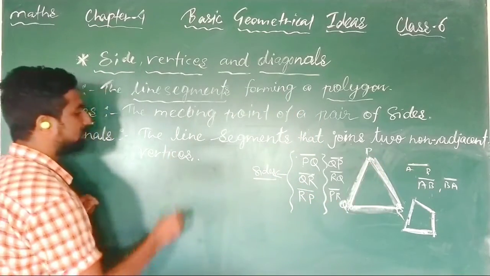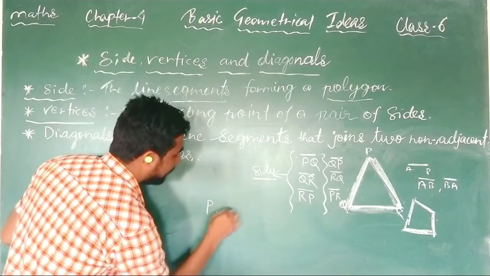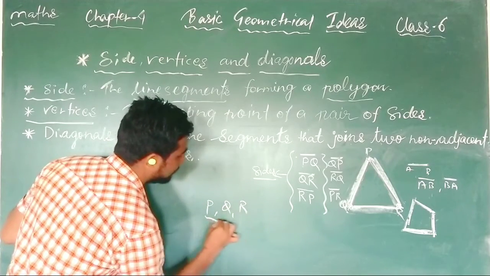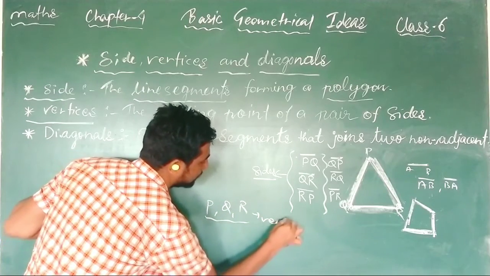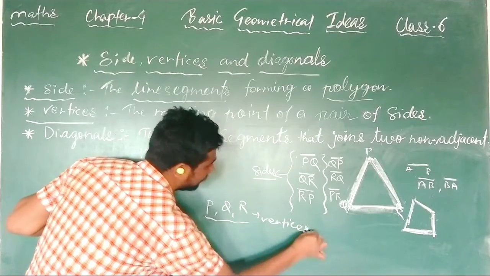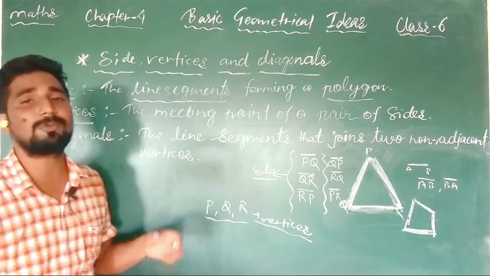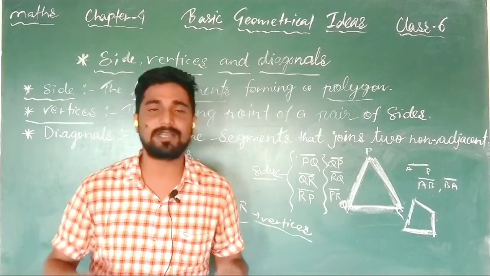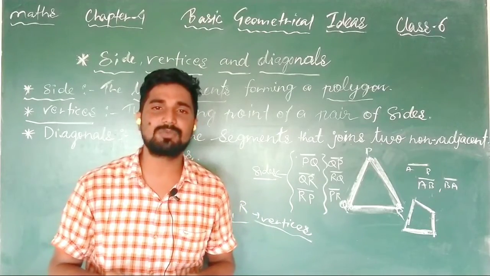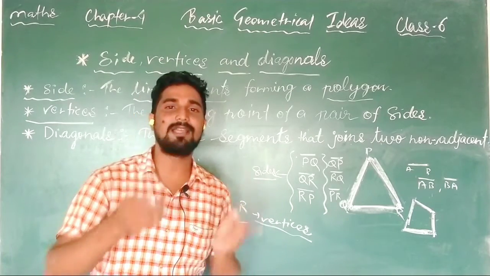So for the vertex, if you write, then here P, Q, R. These are the vertices of this triangle. Sir, in triangle only vertices will be there? No. Wherever a geometrical image or picture is there, vertices will be there, if that is made by the line segments.